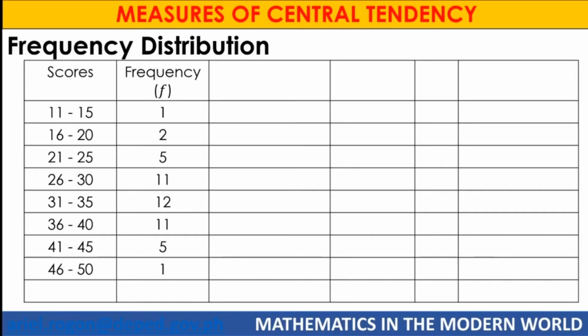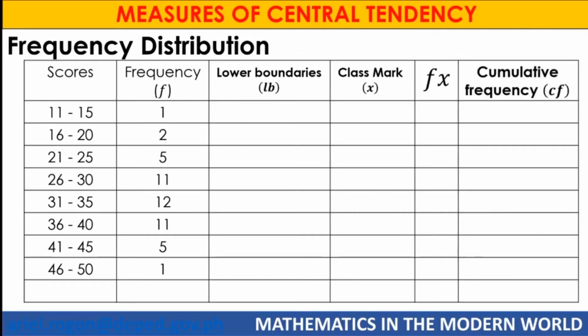In making the frequency distribution, you need to have four blanks: the first is for the lower boundaries, then the class mark, the F times X, and the cumulative frequency, or the CF. Before that, we need to know first the summation of the frequency. All you need to do is add all the frequencies: 1 plus 2 plus 5 plus 11 plus 12 plus 11 plus 5 plus 1, which is equal to 48. Later we will be needing the summation of the frequency.